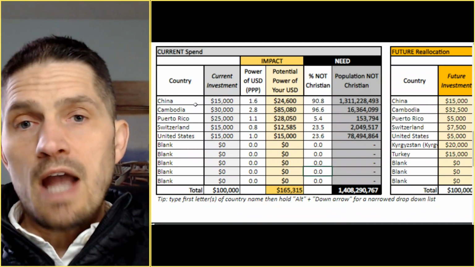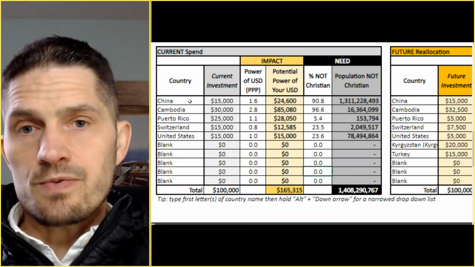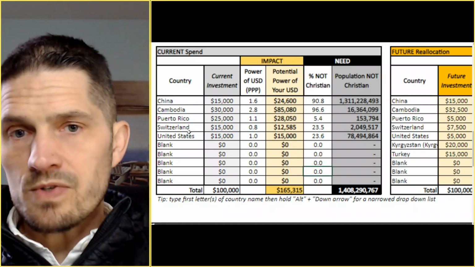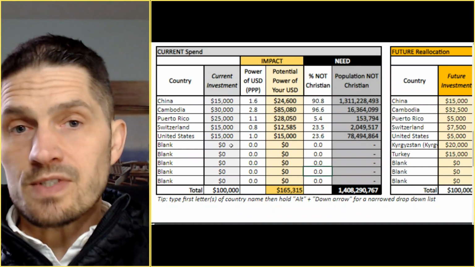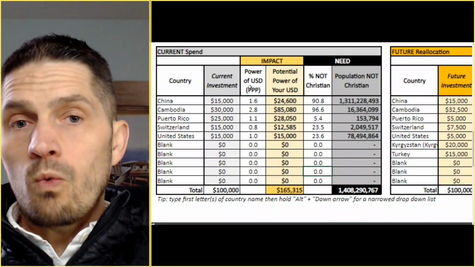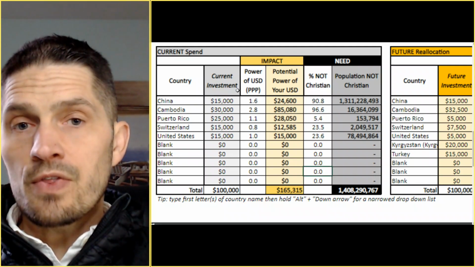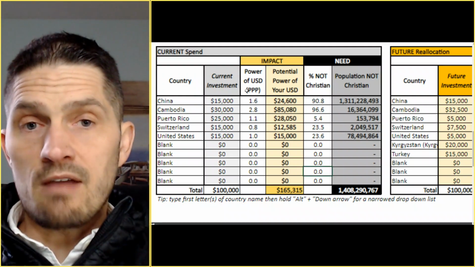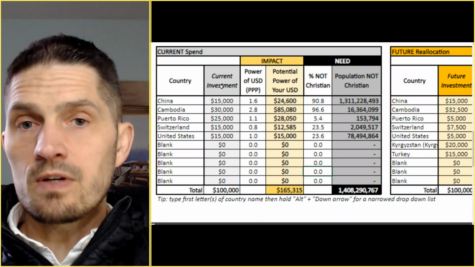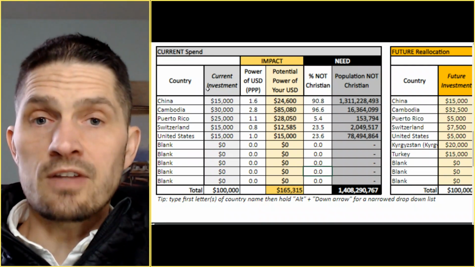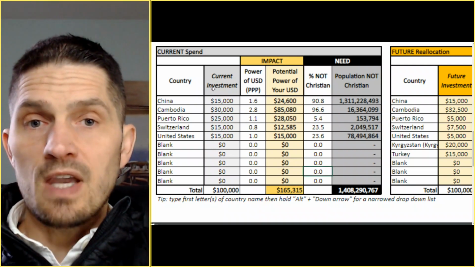What you can see here, I just put in some sample countries, right? So China, Cambodia, Puerto Rico, Switzerland, US. I put in some example dollars that equal $100,000. And then what is happening here is the Excel spreadsheet will pull in everything else from this column all the way over to this column. So all you have to do is enter in your country, enter in the amount that you're putting into that country, and everything else will be calculated.